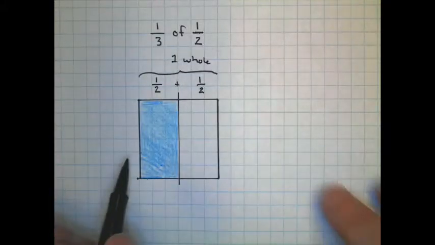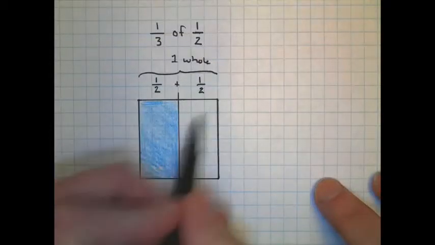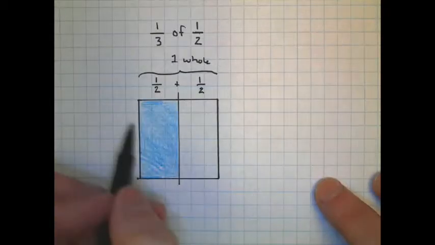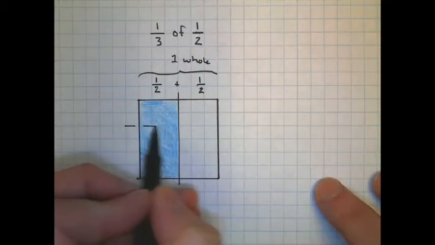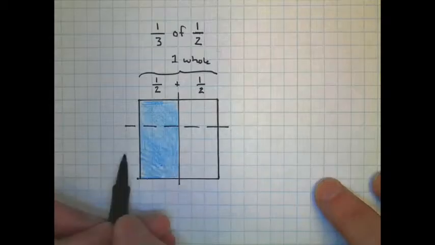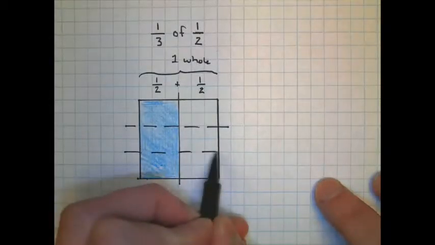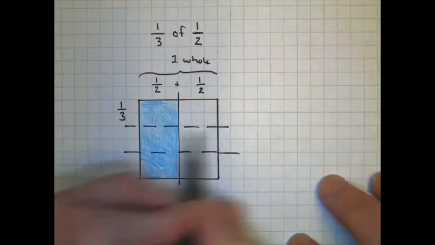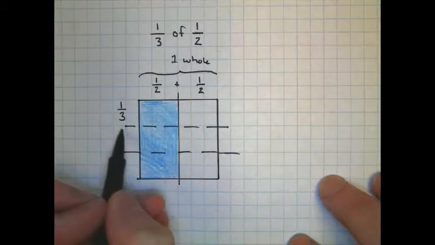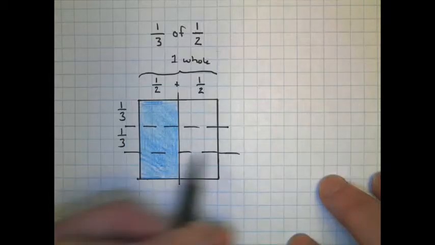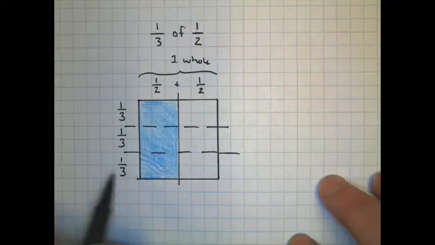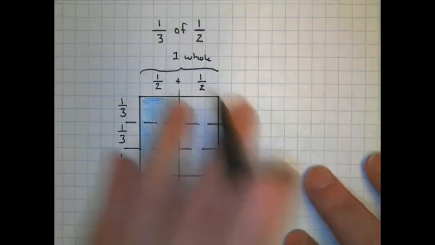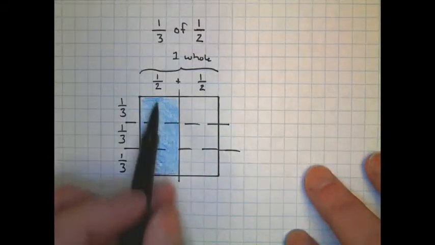So I'm going to go through and horizontally break this same whole into 3 pieces, into thirds. So over here, here's a third. Here's another third. And here's another third. But I don't want just 1/2. I don't want 1/3 of the whole. I want 1/3 of just the half.